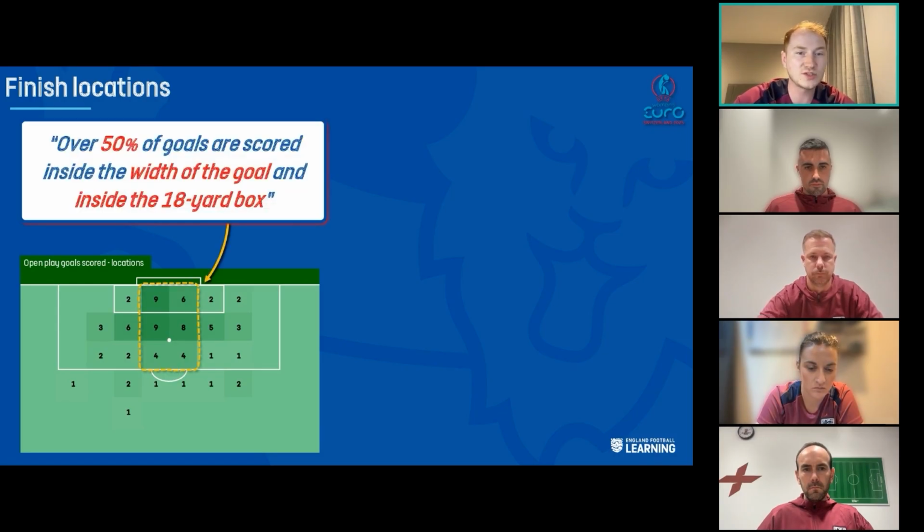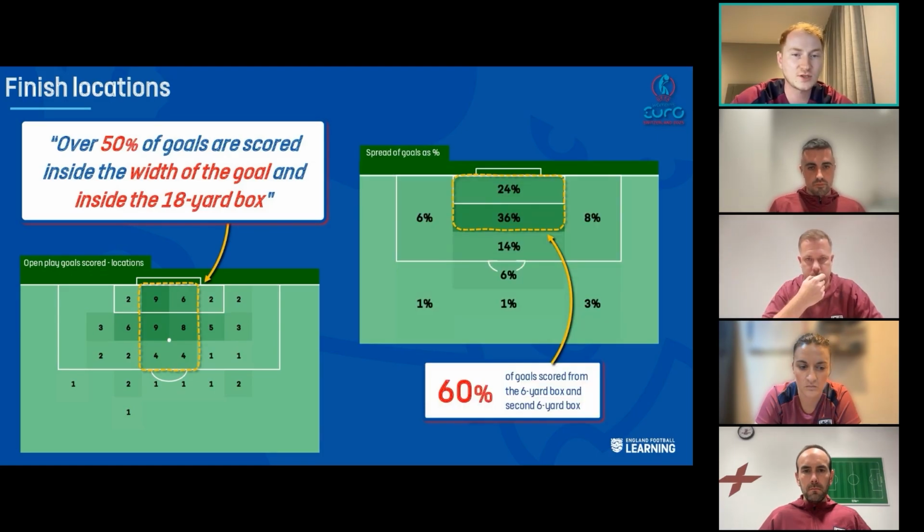A really important stat for us here is that over 50% of goals were scored inside the width of the goal and also inside the 18-yard box. Now that zone accounts for 60% of goals scored within that area, and there are loads of great implications for coaching and coaching considerations when we're thinking about how we can support our players to get into the right areas to finish from. These are some real key zones that the data is highlighting at the top level, really key for where the goals are going in.